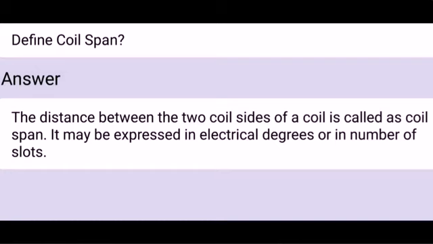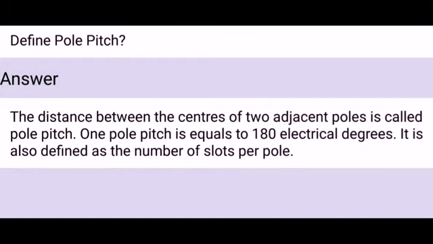Define coil span. The distance between the two coil sides of a coil is called as coil span. It may be expressed in electrical degrees or in number of slots. Define pole pitch. The distance between the centers of two adjacent poles is called pole pitch. One pole pitch is equal to 180 electrical degrees. It is also defined as the number of slots per pole.